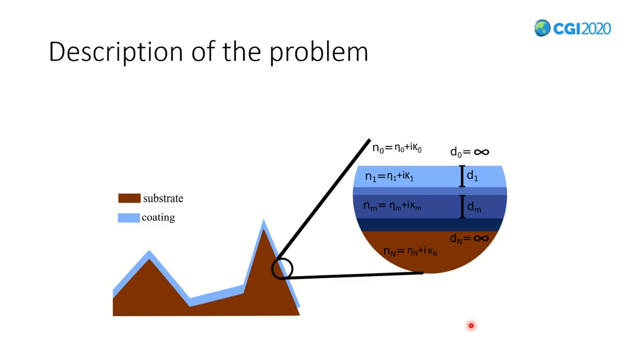So let's describe our problem. We have a material that we call substrate, on top of which we add a coating. The coating is parallel to the material, and this coating is made of several layers, each layer parallel to one another, each described by a thickness and an index of refraction.